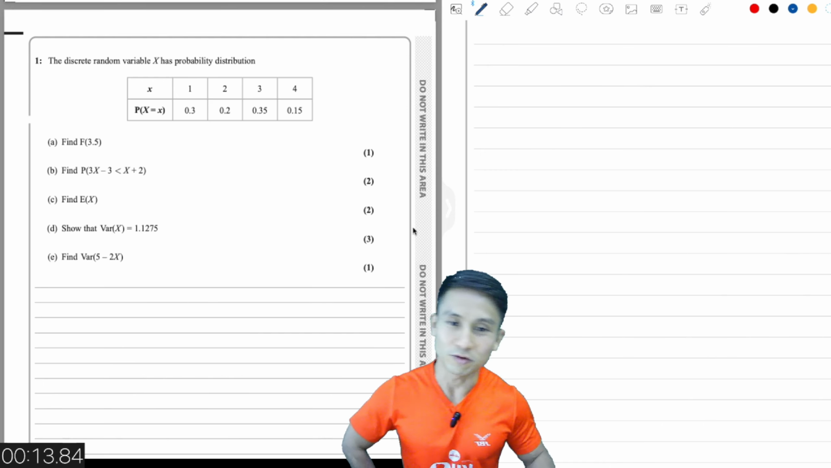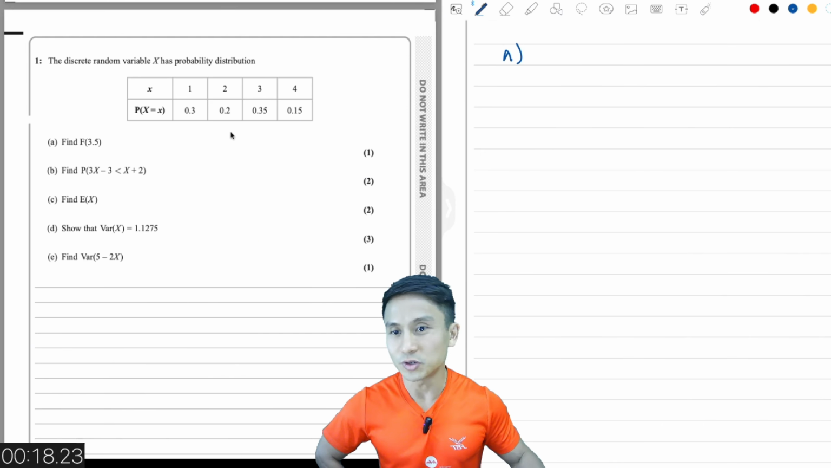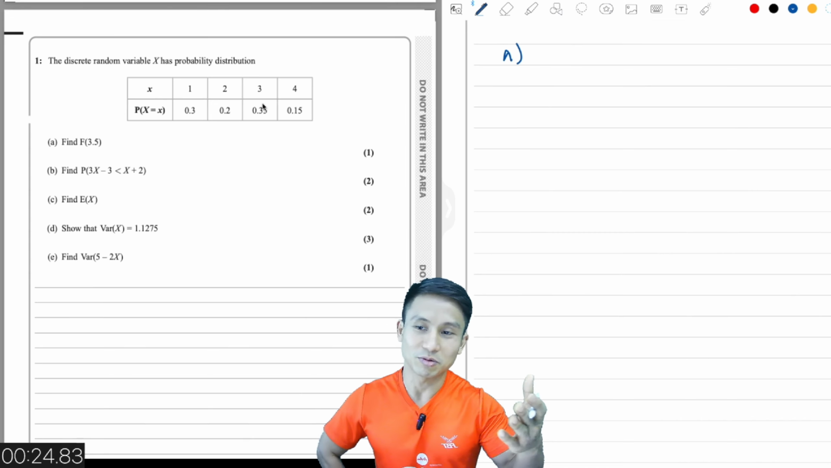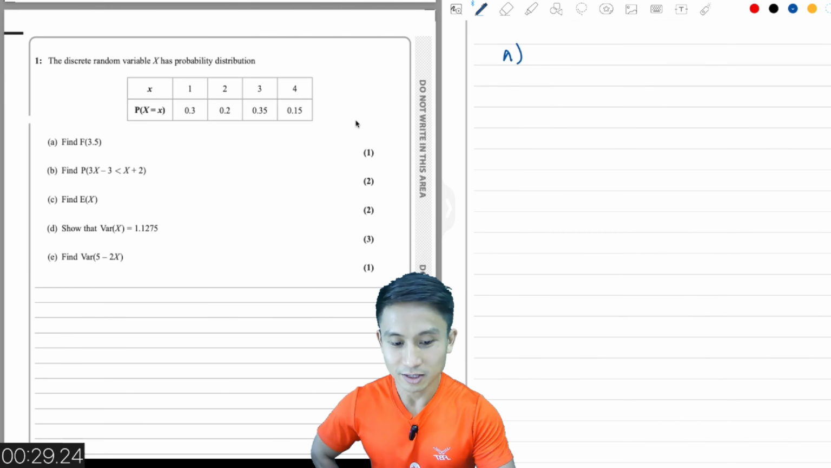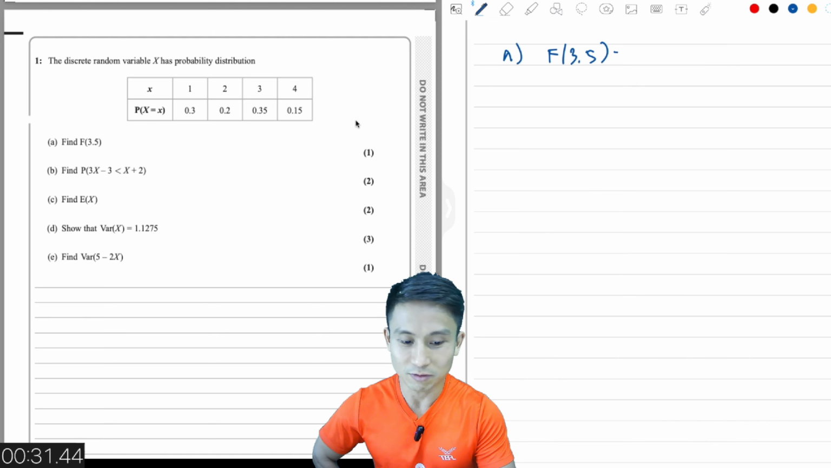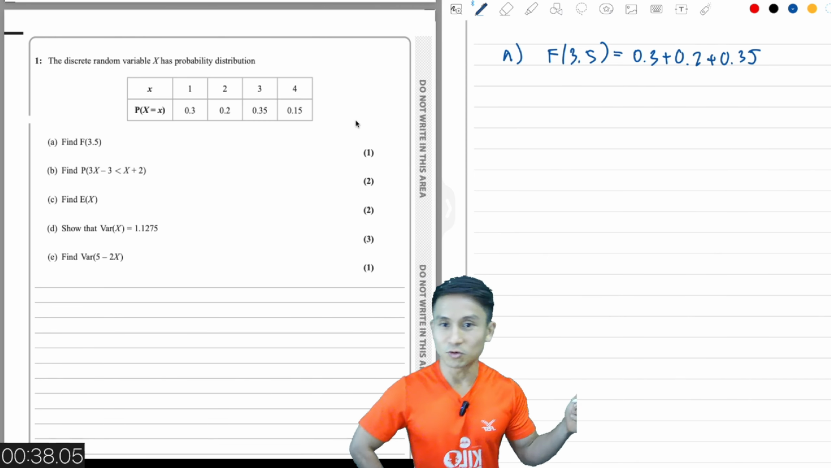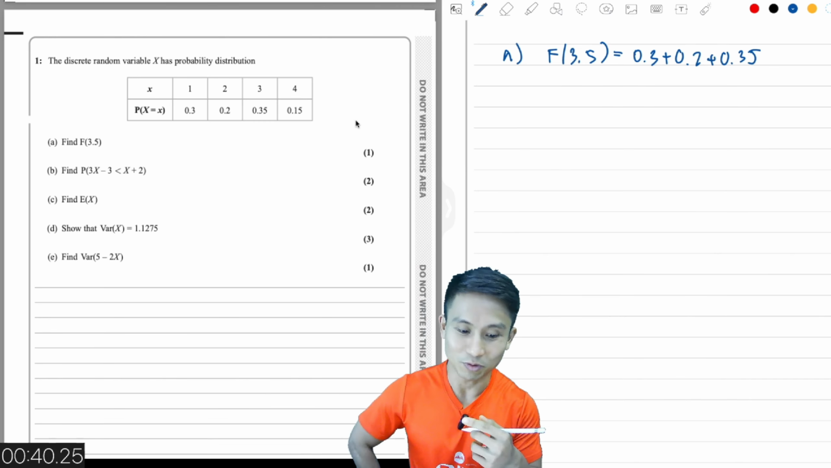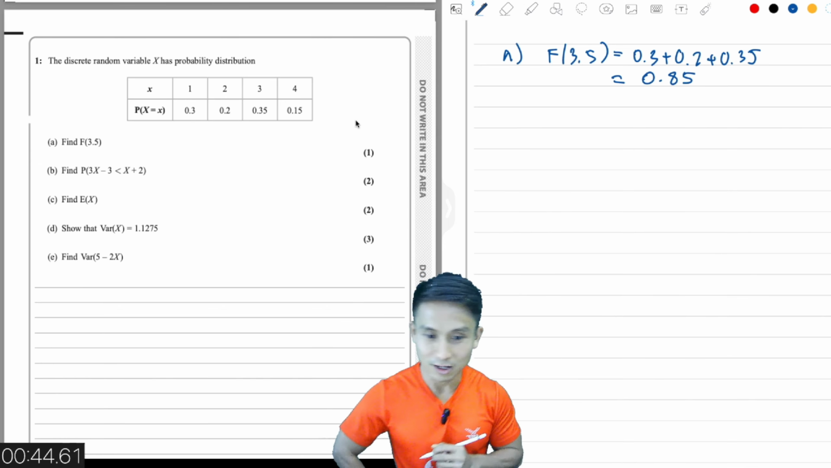Find F(3.5). Well, the capital F there indicates that it's cumulative. So you need to add the probabilities from the very far left, which is x equals 1 here, until about 3.5. So it's going to include 1, 2 and 3 here. So we just write F(3.5) equals 0.3 plus 0.2 plus 0.35, not including 4 because that's not less than 3.5. And that should be just 0.85 if you do the math there.